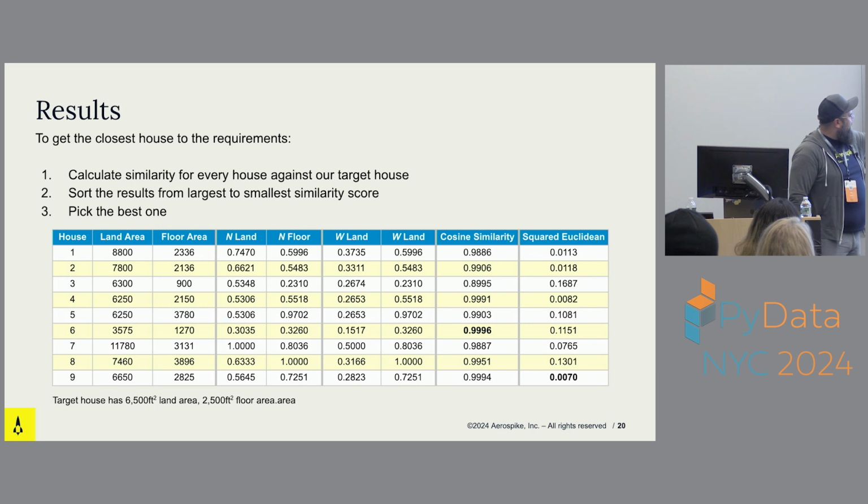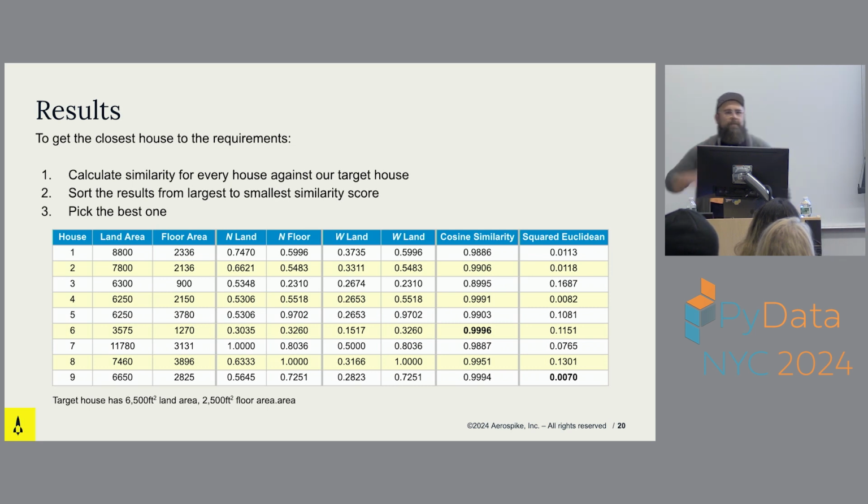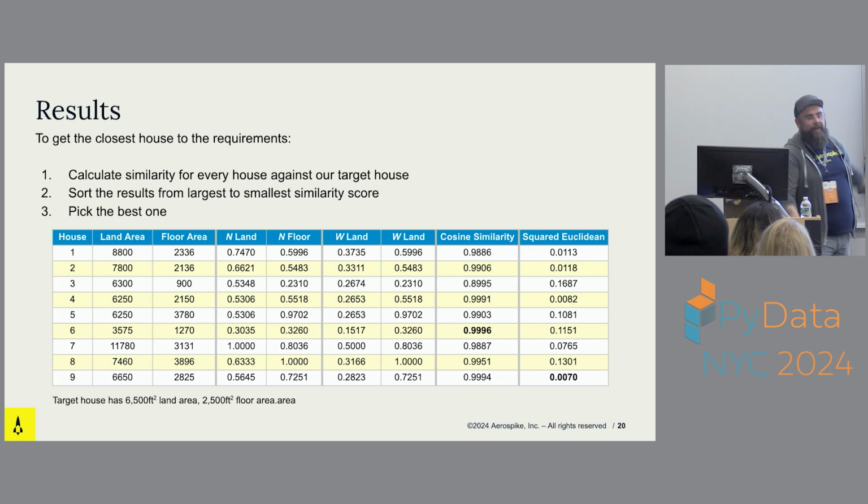This is 6650 and 2825, right? I think, again, we're in a pretty low dimensional vector space here, so it's not hard to just look at the numbers and see which one is probably the best. But when you look at it this way, I would say that's probably our better option there. So the squared Euclidean works well.